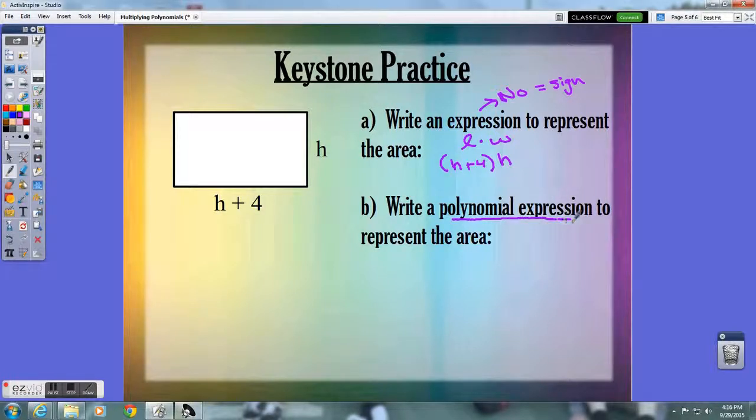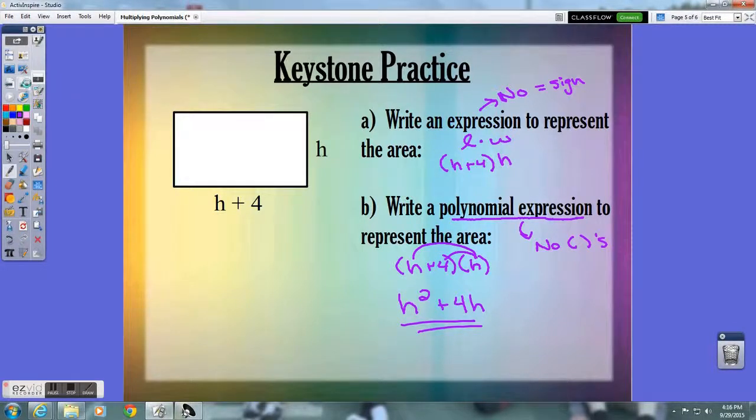In part B, they say write a polynomial expression, which means I have a couple more rules here. Basically, just get rid of the parentheses. So if I bring my regular expression down, and I want to get rid of the parentheses, I do that by distributing. So I'm going to distribute backwards. So h times h would give me h squared, and h times 4 would give me plus 4h. And that's it. That's your polynomial expression.